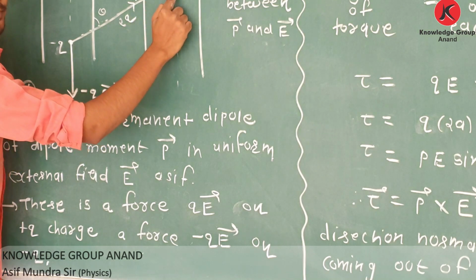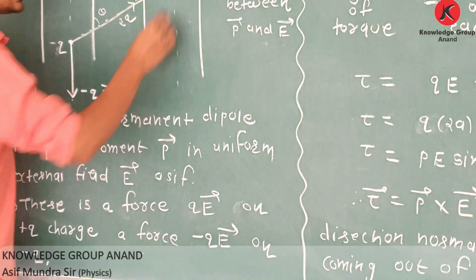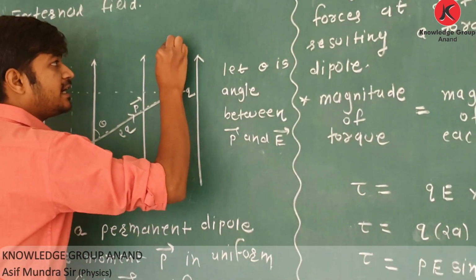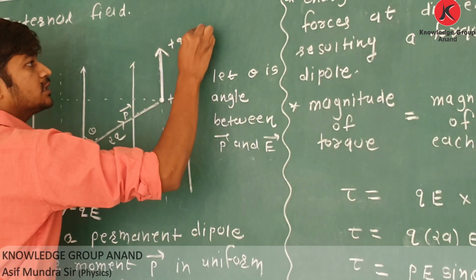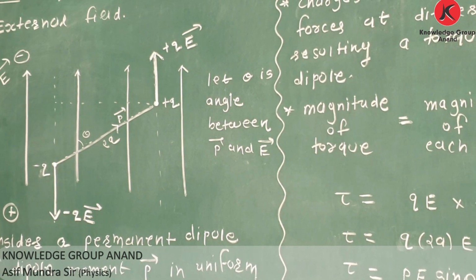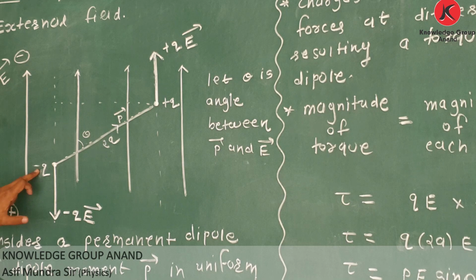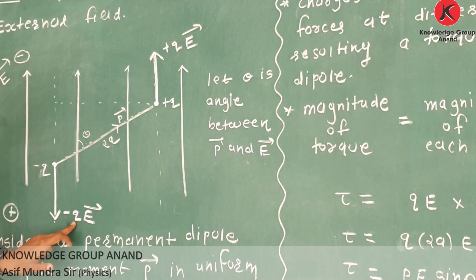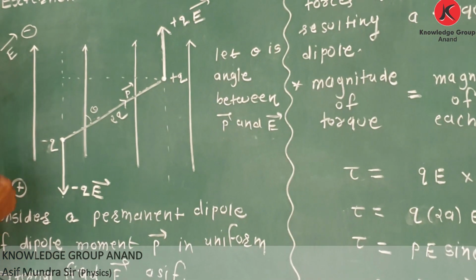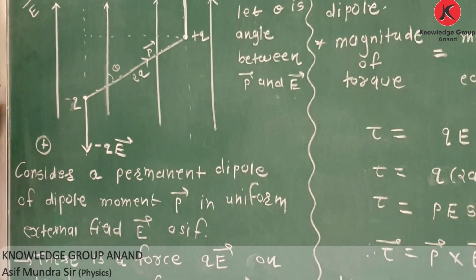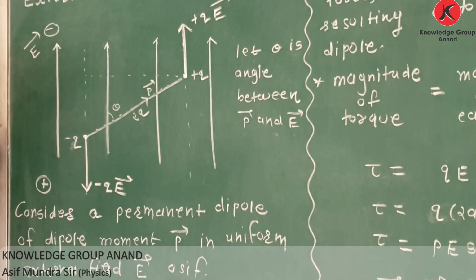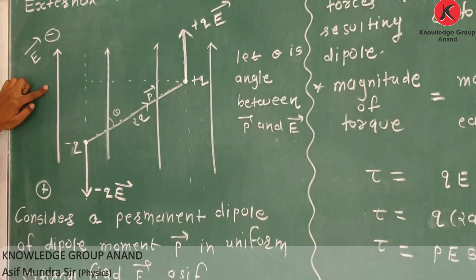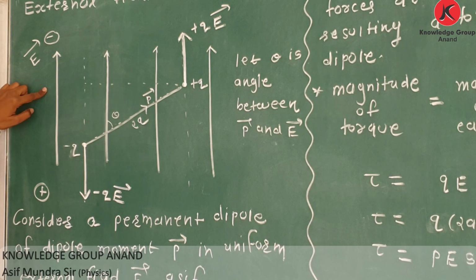While the force acting on the positive charge is in the direction of the electric field, so this force is plus QE. Why plus? Because it is in the direction of the electric field. Clear? Now see, the force acting on minus q charge is minus QE, and the force acting on plus q charge is plus QE. What is the total force acting on the system? Minus QE plus QE is equal to 0. What is the total force acting on this dipole? Total force is 0. You have to remember this one important note: in a uniform electric field, the total force acting on a dipole is 0.